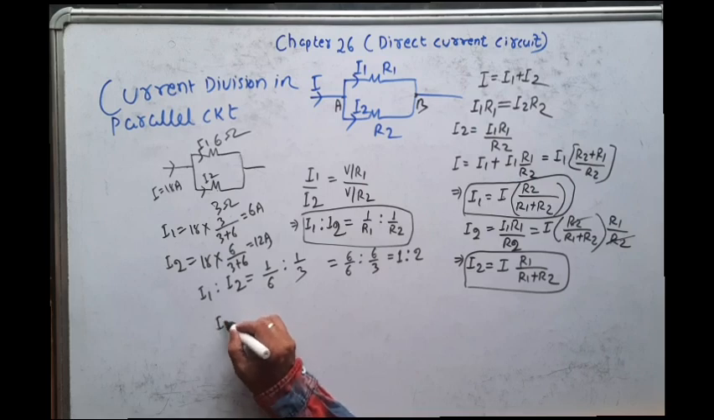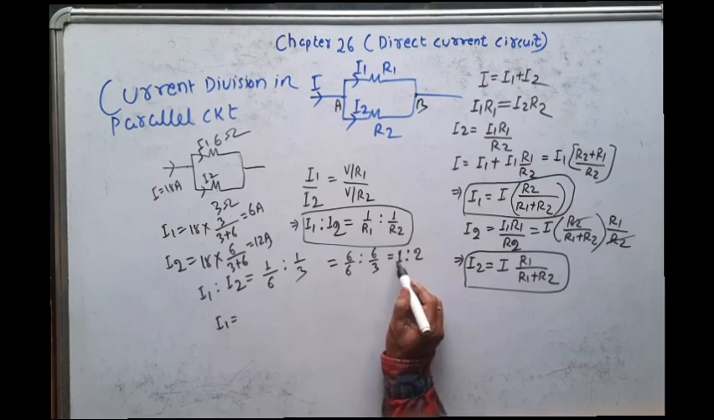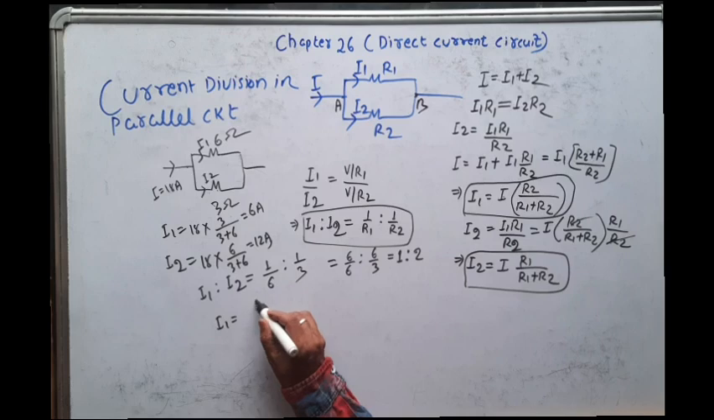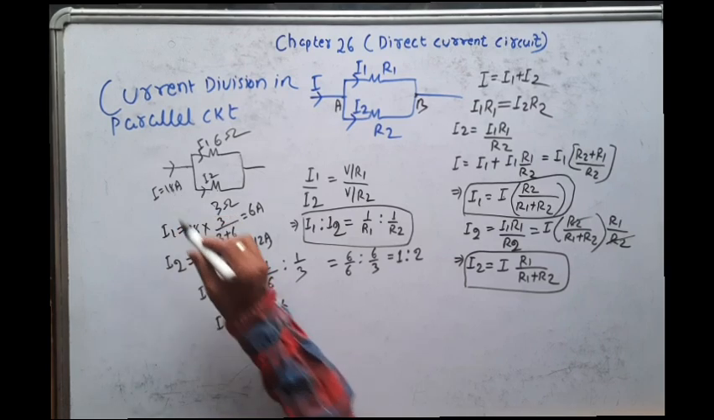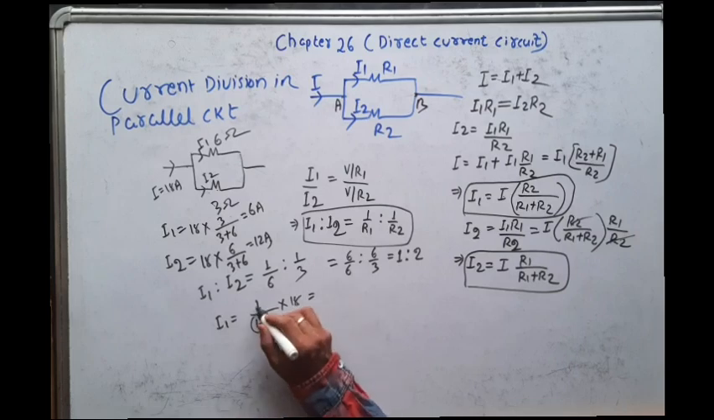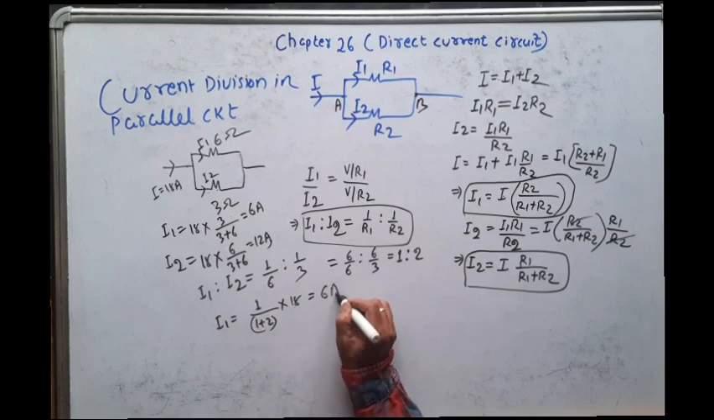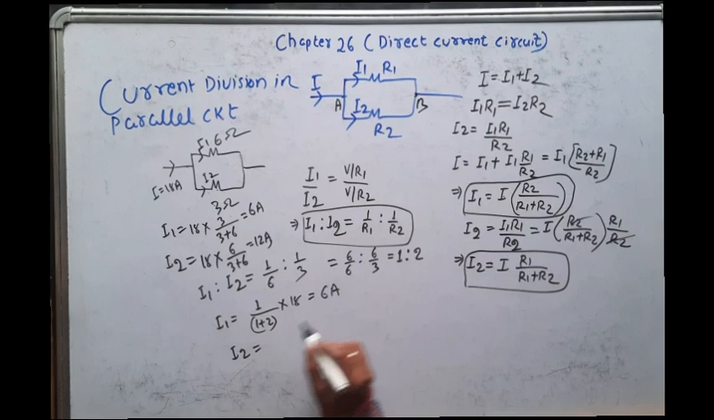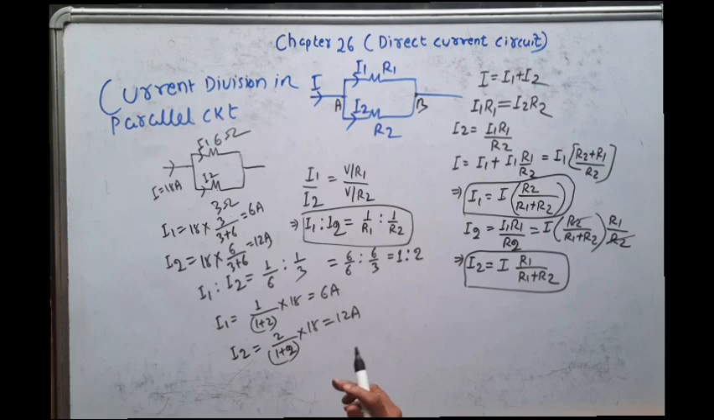Now how will you find the I1? I1 is equal to its sharing percentage, 1 out of 1 plus 2 into total current. Total current is how much? 18. So that is equal to 1 by 3 into 18, that is 6 ampere. Then what is I2? I2 share is 2 parts, 2 parts of total 1 plus 2 into total current 18. That is 12 ampere. In this way also, you can solve this problem.